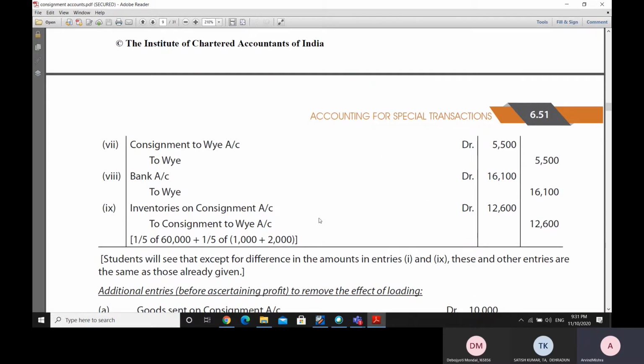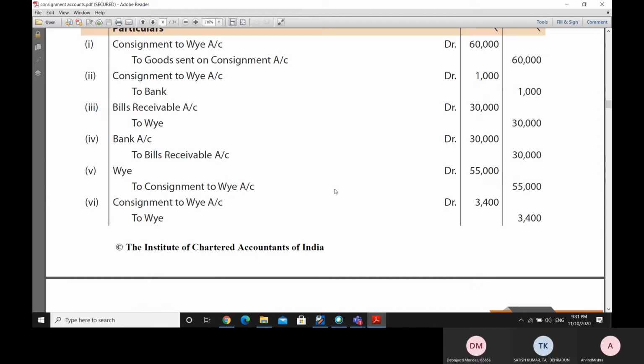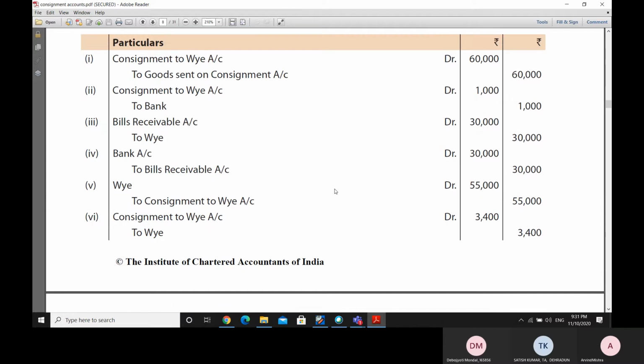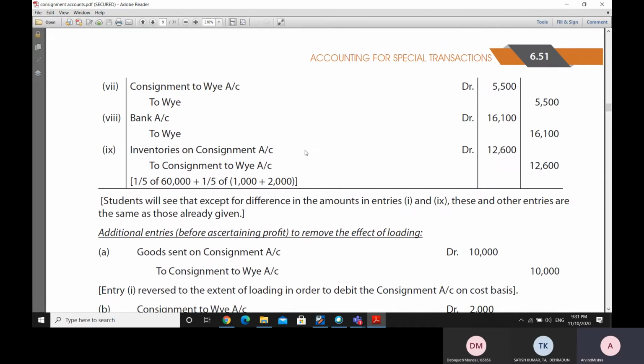And this is the amount which is payable by Y. He has paid this amount. Y has paid this amount to us. And then the inventory is being valued at 12,600 rupees. So here, where the inventory is being valued, there is a difference of the amount.